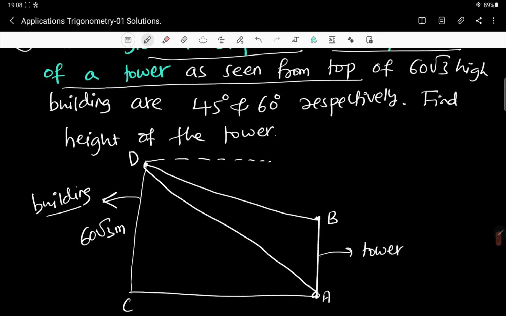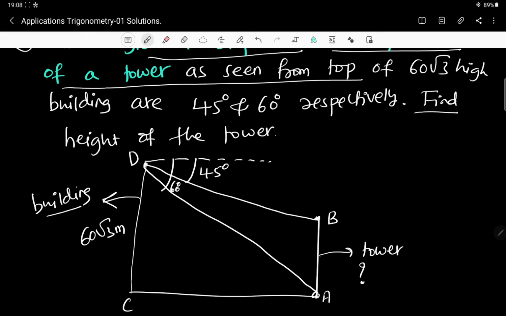So which one is 45 and which one is 60 degrees? You only tell me. This angle, whatever it is, is going to be 45 degrees, and this big angle is going to be 60 degrees. So it is quite clear. You can mention that inside also. Now what they are asking: find the height of the tower.